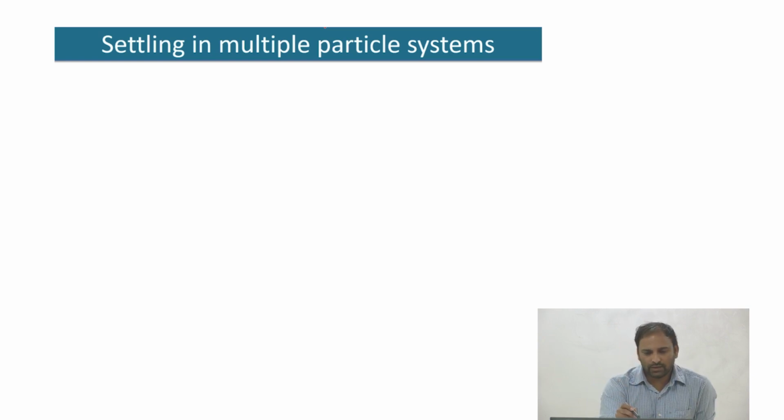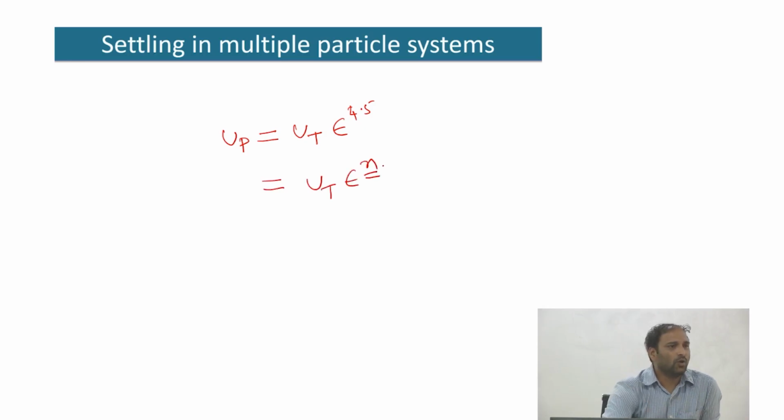So now let's look at this. We did this, right, your UP goes as UT times epsilon to the power of 4.5. However, in general it is typically epsilon to the power of n, and I said n depends on what kind of settling you're working with.